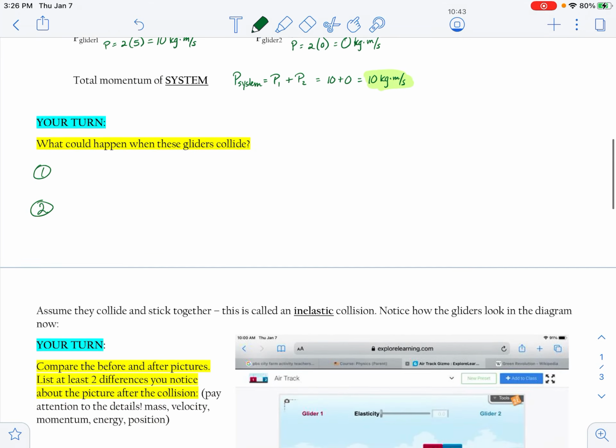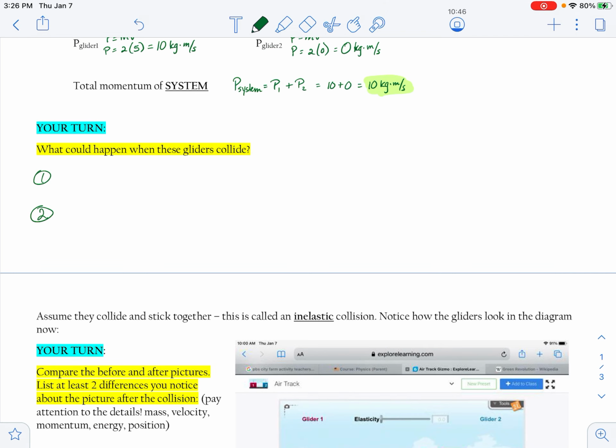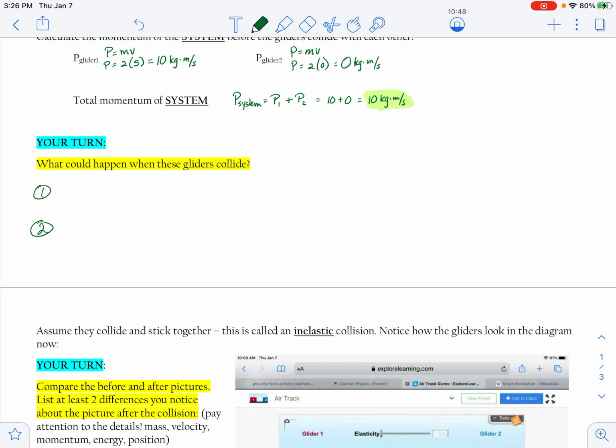All right, so hopefully you have some guesses down there. What we are going to do, and I can't show it to you, unfortunately, I can't insert the little video, is that we're going to assume that glider 1 moves forward, hits glider 2, so they collide, and then we're going to say that they stick together. Now this is different than what we did in class, right? Because in class we had the 2 and they bounced off each other, and they either bounced forward or they bounced back. But in this particular case, we're going to have them stick together. This technically is called an inelastic collision, right?